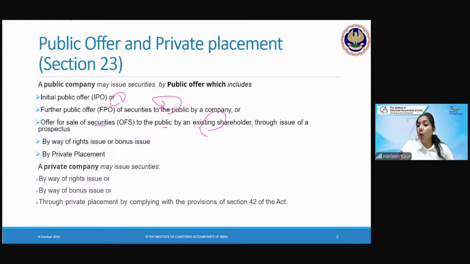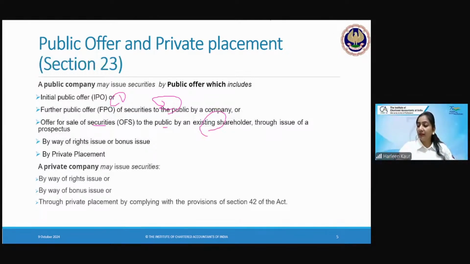Now, what is the meaning of OFS? Although in section 28 we will be discussing OFS in detail, OFS means the shareholders or promoters of the company are selling their securities. The existing shareholders are asking the company to sell their shares in the market. So we are not bringing in new shares. The capital is not increasing. Only the shareholding pattern is changing. Are you understanding? In IPO, I am coming up with new shares. In FPO, I am coming up with new shares. But in OFS, existing shareholders or the promoters of the company are allowing the company to sell their own shares to the public, that is OFS.